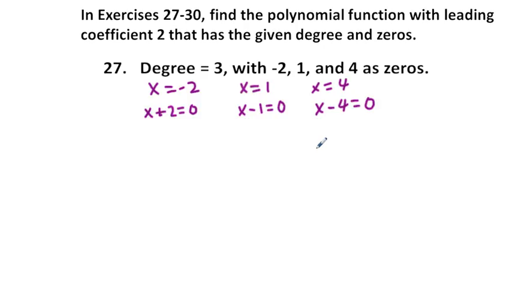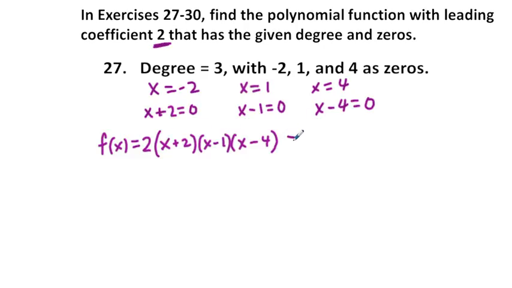So that's going to be essentially our factors. So we'll say f of x equals quantity x plus 2 times quantity x minus 1 times quantity x minus 4. And then we need a leading coefficient of 2, right? So we'll put 2 out front like this, and that'll multiply 2 by everything, and we're going to end up with 2x cubed, right? That'll be our first term.